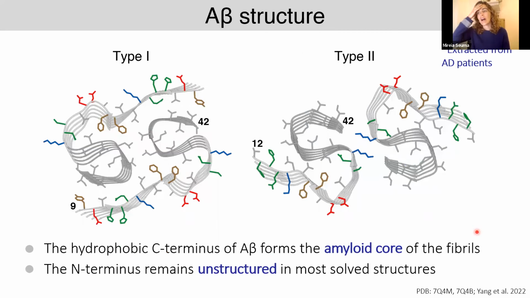Now we have different structural models that have been solved for A beta, but I'm particularly interested in two of them because these were solved very recently from samples coming directly from patients with Alzheimer's disease. These were solved by cryo-EM. These two structures have a very similar monomeric subunit with a very similar shape, in which the C-terminus, those hydrophobic residues, forms the amyloid core of the fibrils. Instead, the N-terminus has a somewhat different orientation, and it remains disordered in most of these structures.